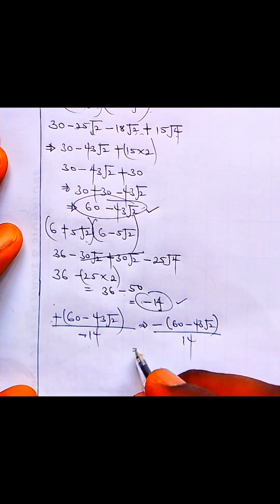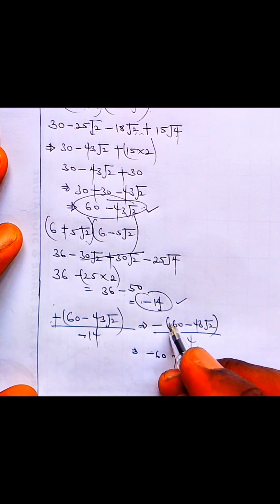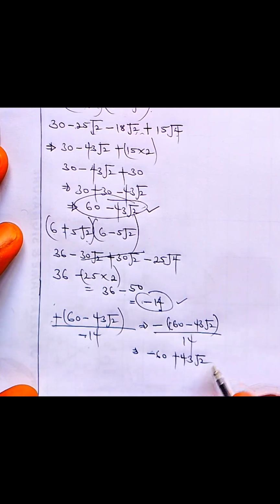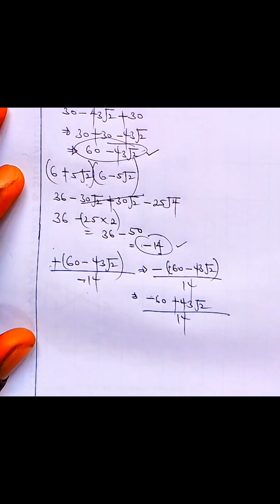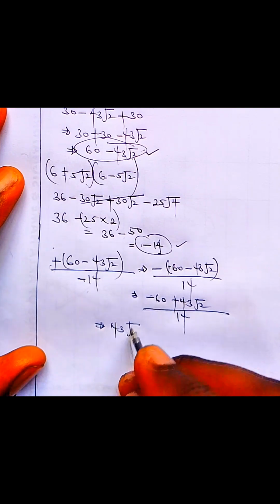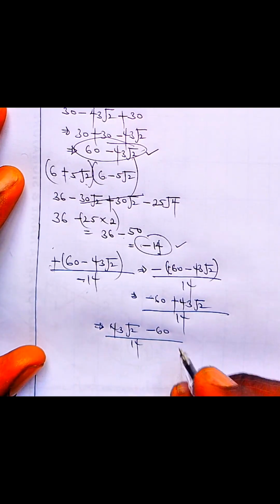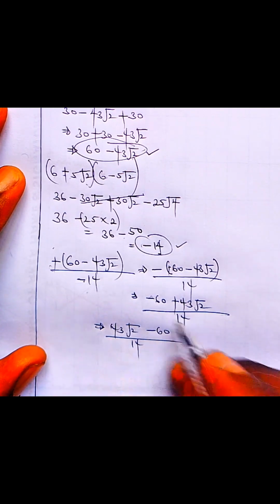So what do we do next? We open up the bracket. Minus 60 plus minus times plus minus. Minus times minus is plus 43 root 2 over 14. What do we do next? So that's going to be 43 root 2 minus 60. That's plus 43 root 2 minus 60 over 14. I can choose to simplify it. This could be my final answer if I wish.